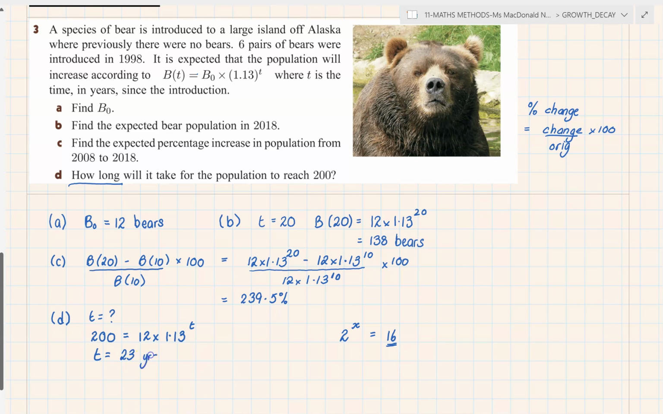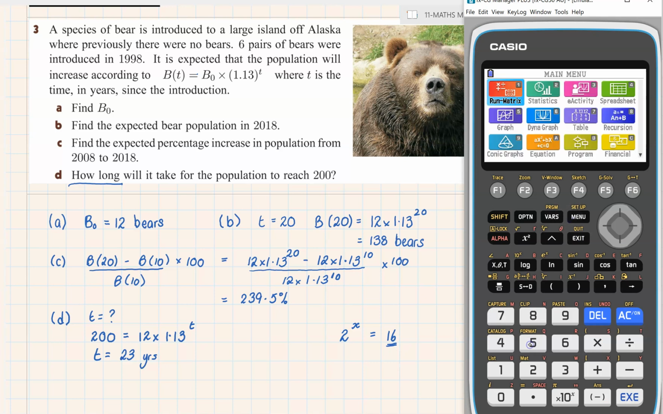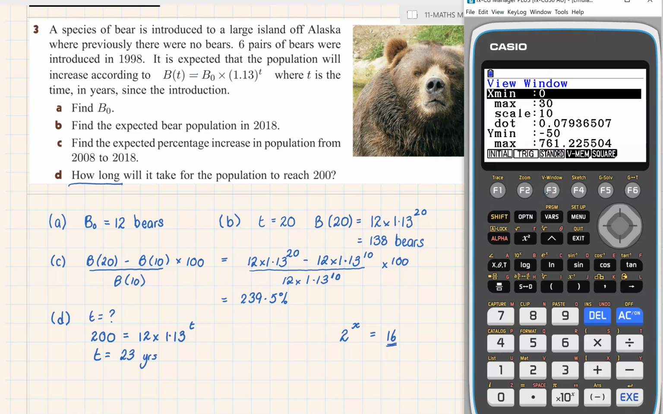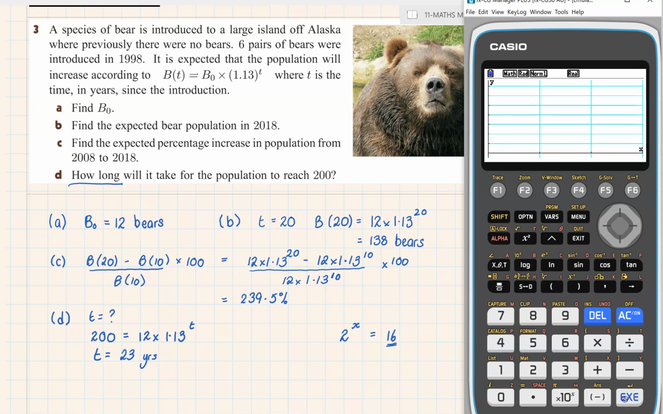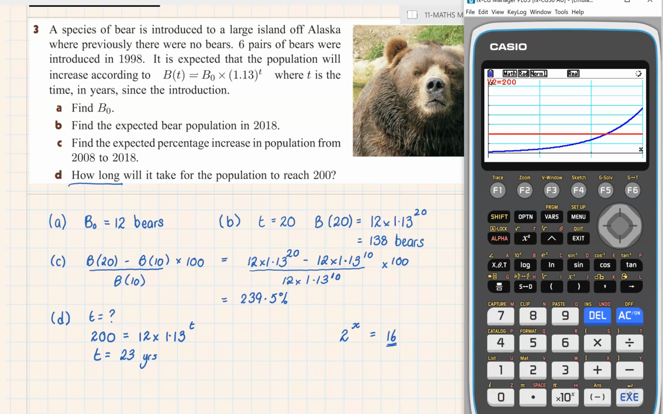Let's confirm that. Have a look how we would do it using our graph. So we're going to go into our normal main menu. We will type in 12 times 1.13 to the x. Okay, because it's always good to be able to do that. Now let's see, 30 years. Well, we went up to 20, so we might as well stick with that. But obviously our scale's not too bad. How do we get equals 200? You can do a y calc, x calc. I like to put my 200 in here so I can see, and then G-Solve, intersect. And we get the same answer.